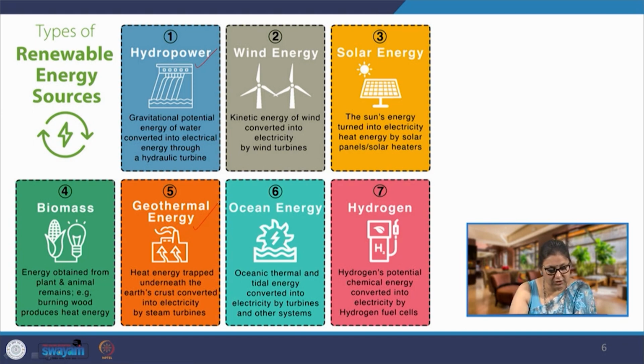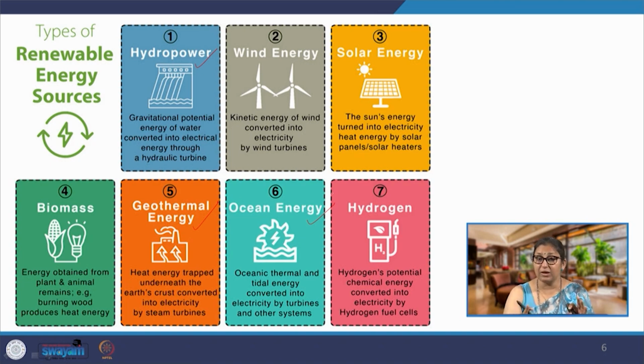When we are talking about geothermal energy, we are using the heat which is trapped underneath the earth's crust to convert into electricity. So, that is geothermal energy. In ocean energy or tidal energy, we are using the oceanic thermal and tidal energy to be converted into electricity, again using turbines largely.